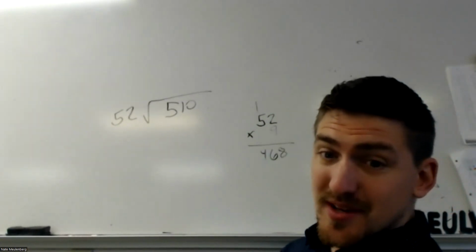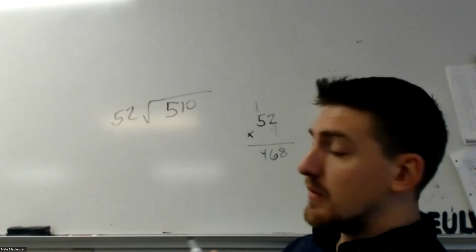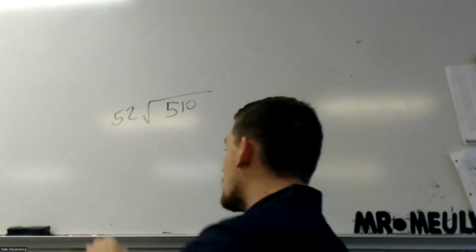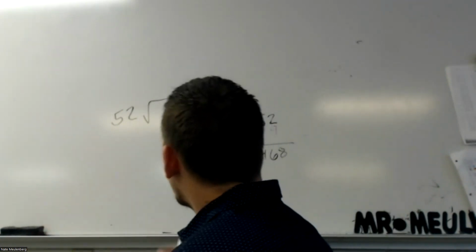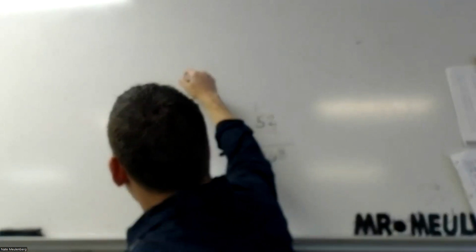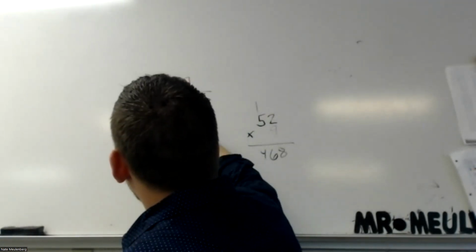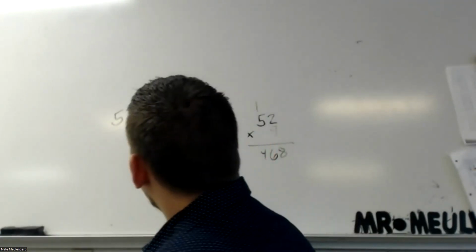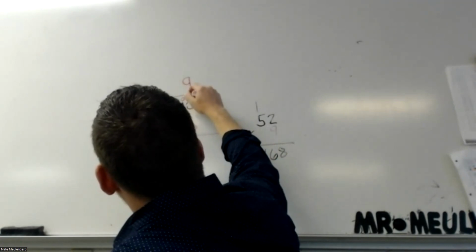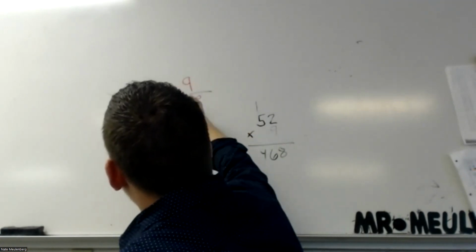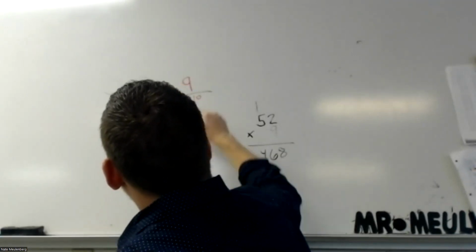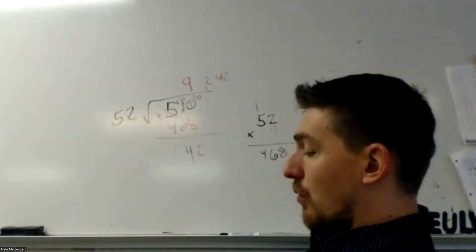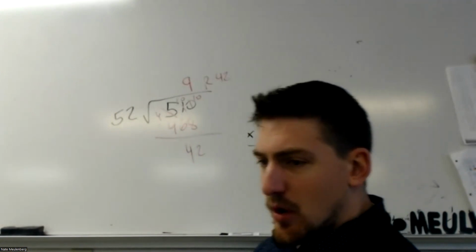So hopefully you realize 52 times 10 is 520. So 52 times 9 is 468 pennies. And so if you do 510, 9 times 52 is 468. What remainder did you guys get? I got 42. Yeah, I got 42 also. So you get 9, remainder 42.